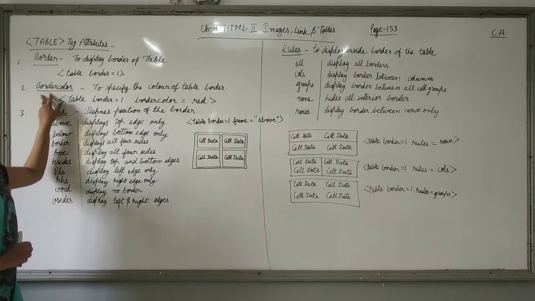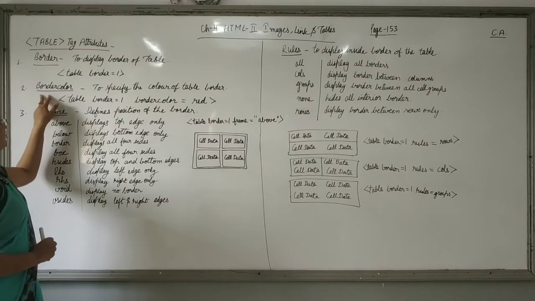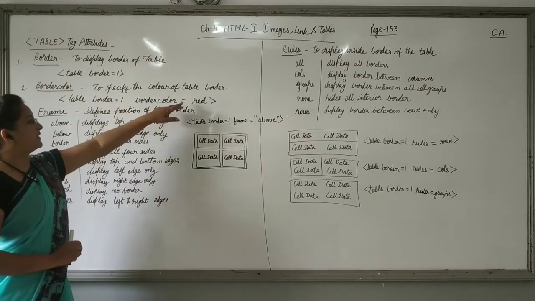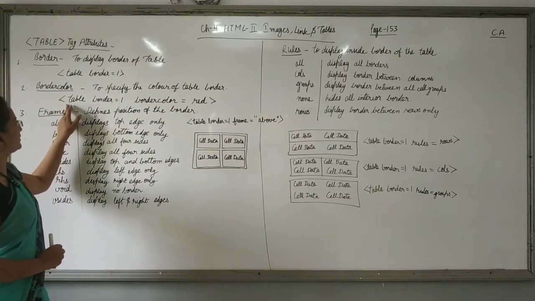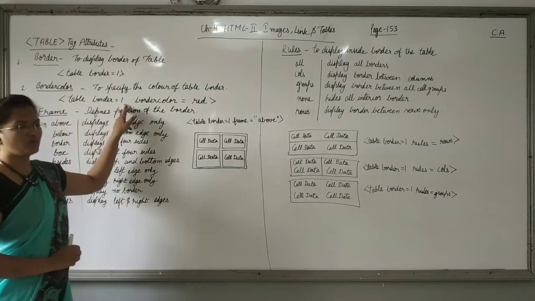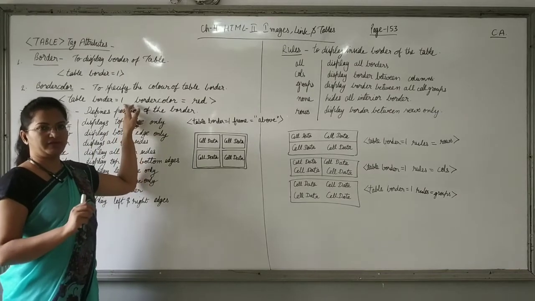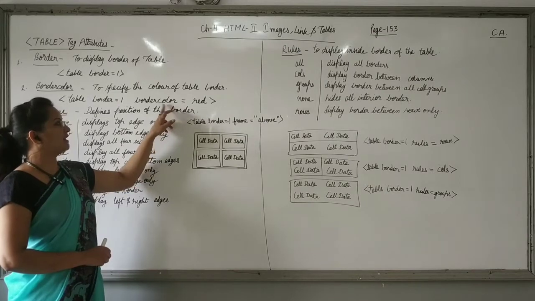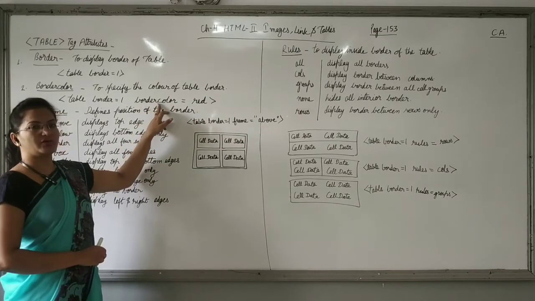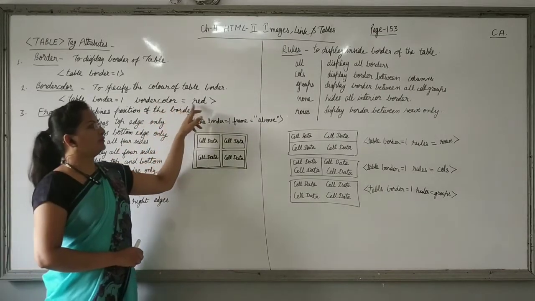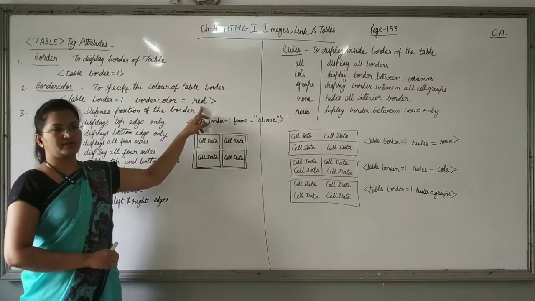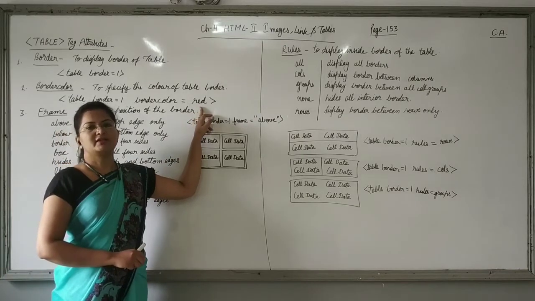If there is a border, by default it will be black in color. If we have to change the border color, then we can write border color and mention the color. How do we write it? Table border equals to 1. There should be a border first of all, then only we will be able to change its color. Then you have to write border color without space, then equal to, and you have to mention the color. Here I have written border color equals to red, so the table will have a red color border.